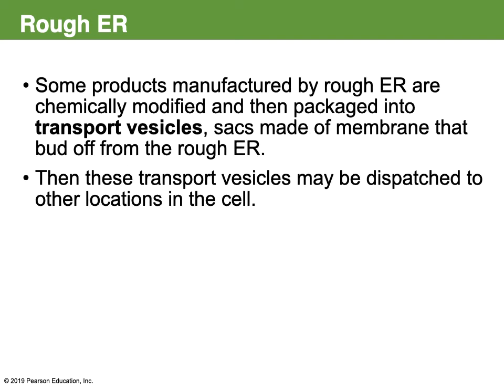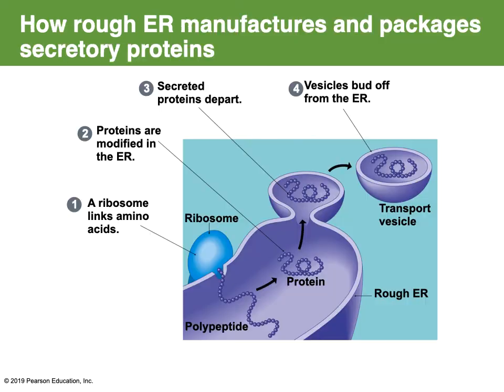Now, some things manufactured by the rough ER are chemically modified and then packaged into transport vesicles, these little sacs of membrane that will just pinch off of the rough ER. And again, these are basically sent to other parts of the cell. So you see in this illustration here, you've got that ribosome spooling that new polypeptide within the endoplasmic reticulum. That can then go to the end of one of those folds and pinch right off, and now you've got this little transport vesicle that can move that protein around elsewhere.